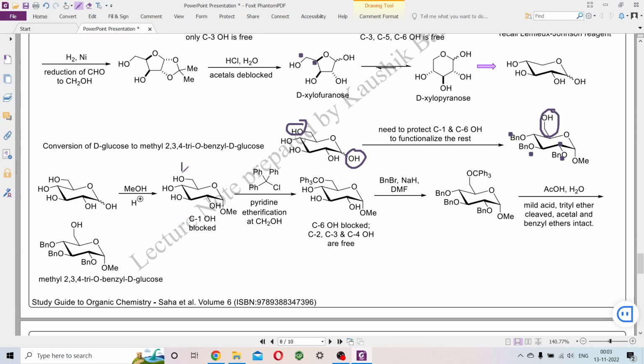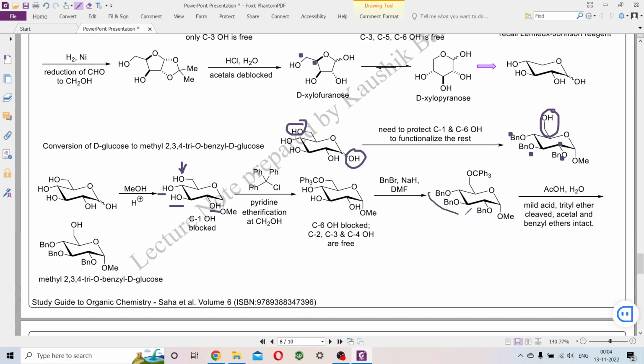But how to protect these primary hydroxyls at the expense of these secondary hydroxyls? Well, obviously you know that trityl chloride can do the job, because due to steric hindrance it is only the primary hydroxyl which is protected, and these three are not protected. So you protect it, and then you subject it to a deprotonation by sodium hydride. So these alkoxides are generated, and you do a benzylation with benzyl bromide, which is a very powerful electrophile, and you are promoting the reaction in DMF medium, which promotes the SN2 bimolecular nucleophilic substitution.